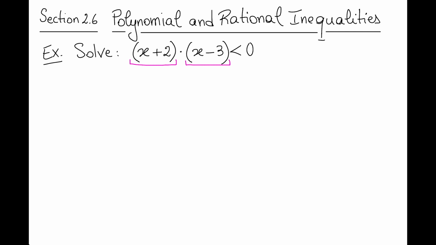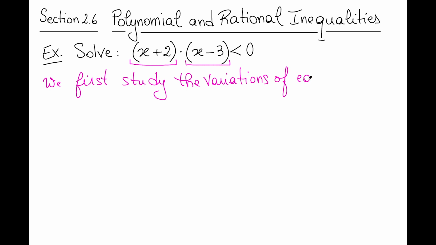Let's study the variation. So I'm going to say we first study the variations of each of the factors. What do I mean by variation of each of the factors? I mean that I want to know when x + 2 is negative, when x + 2 is 0, and when x + 2 is going to be positive. And likewise, I'm going to do the same for the other factor, which is x - 3. Let's start with the first one, x + 2.